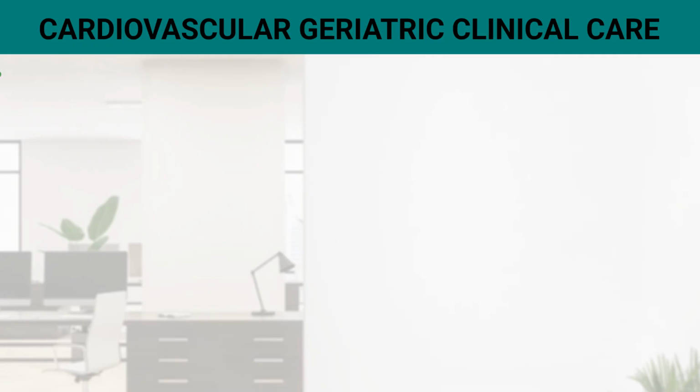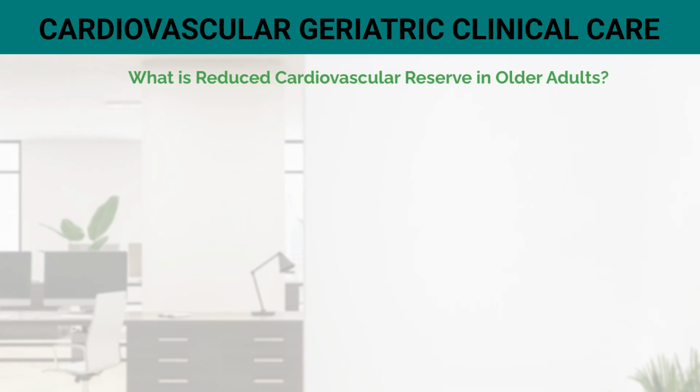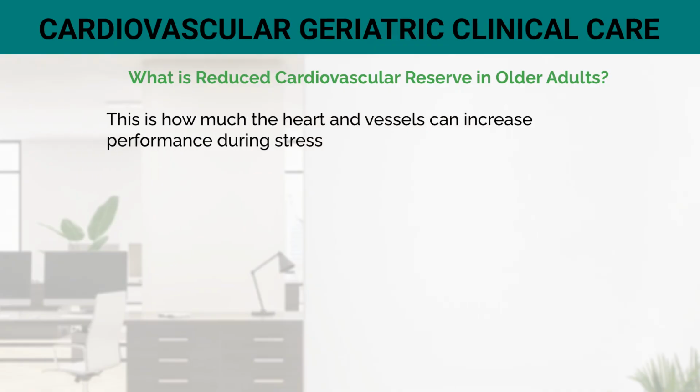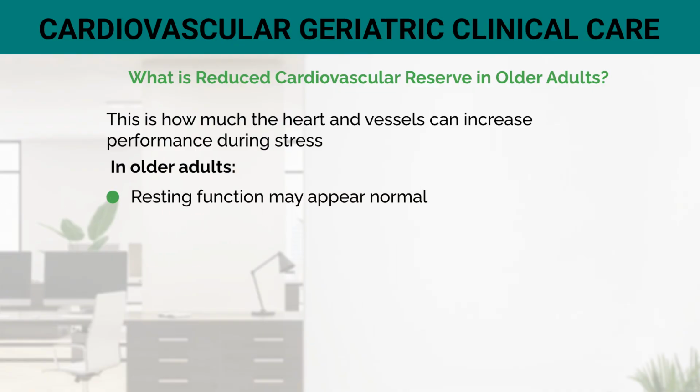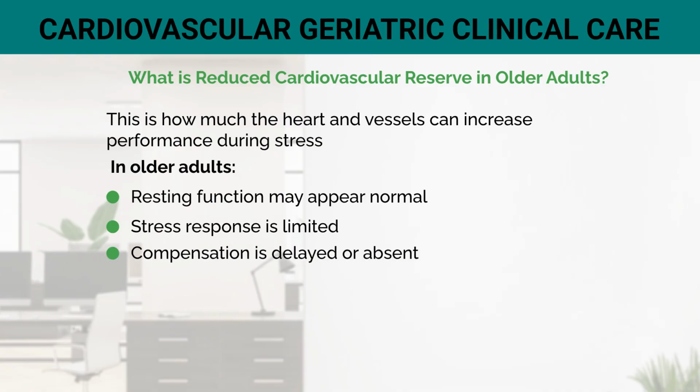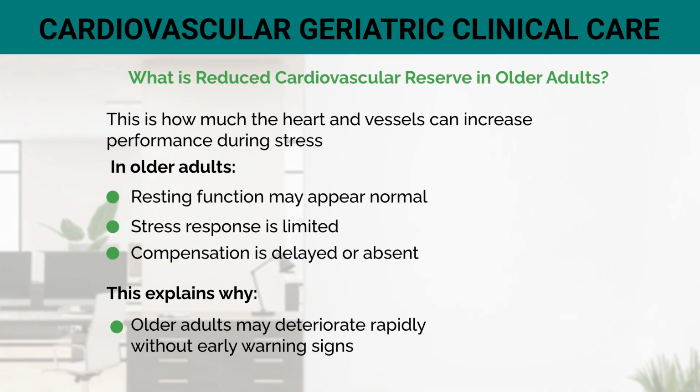Next, we will look at what reduced cardiovascular reserve in older adults means. Cardiovascular reserve refers to how much the heart and vessels can increase performance during stress. In older adults, resting function may appear normal. Stress response is limited. Compensation is delayed or absent. This explains why older adults may deteriorate rapidly without early warning signs.